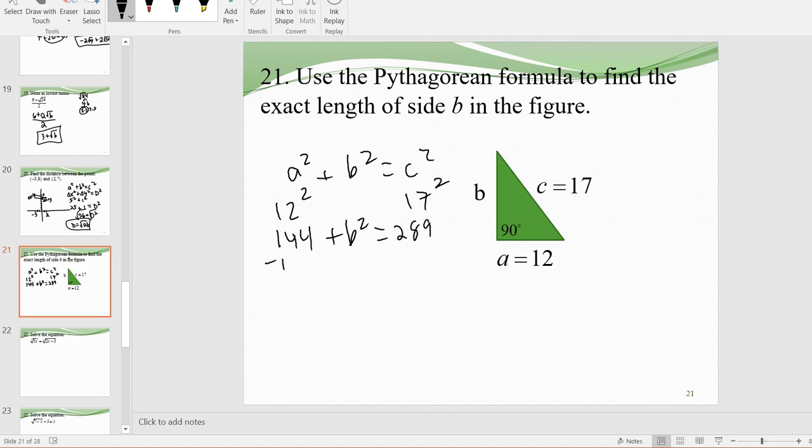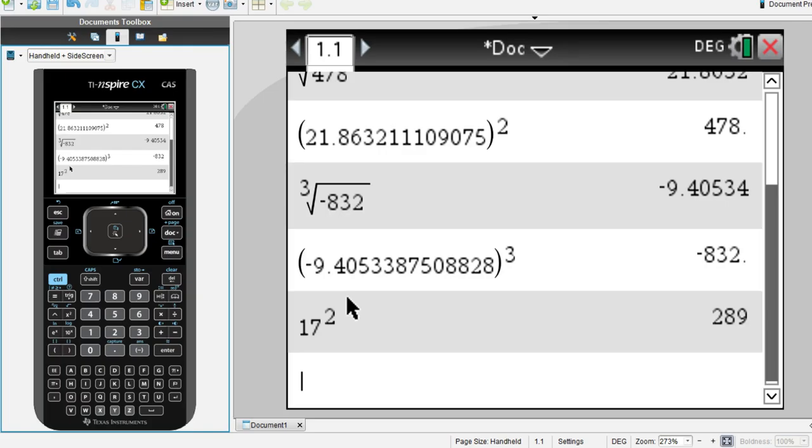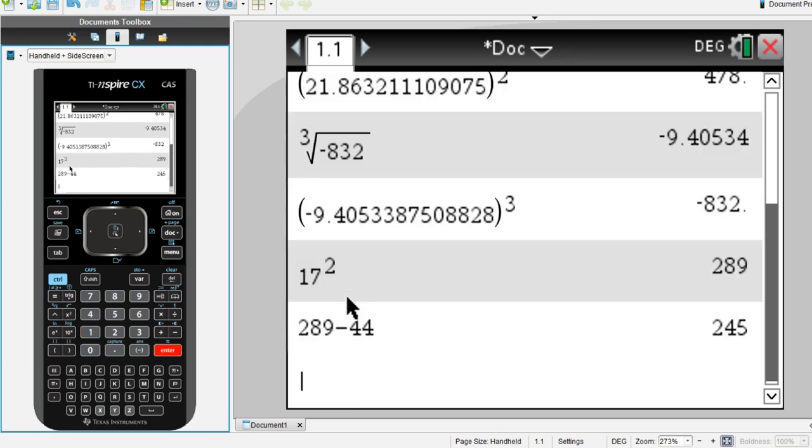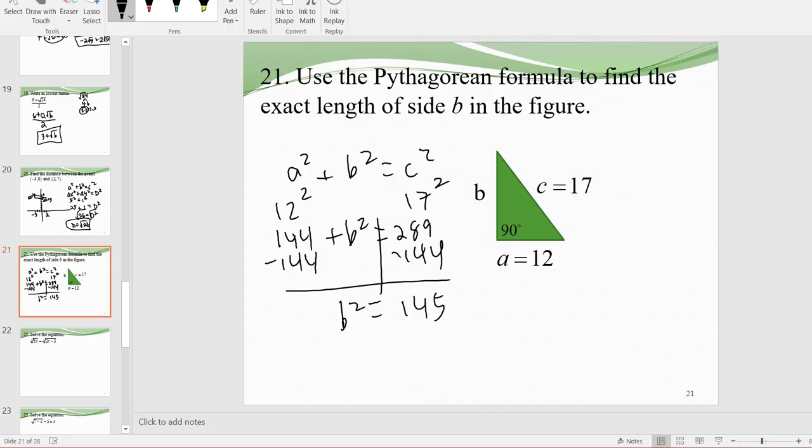So when I solve for b squared, b squared is equal to, I believe that's 145, minus 144. And so then we square root it. And so we have the square root of 145, which we do need to check and see if that simplifies. I know that 5 goes into it 29 times, and I think those are both prime. So that would be our answer.